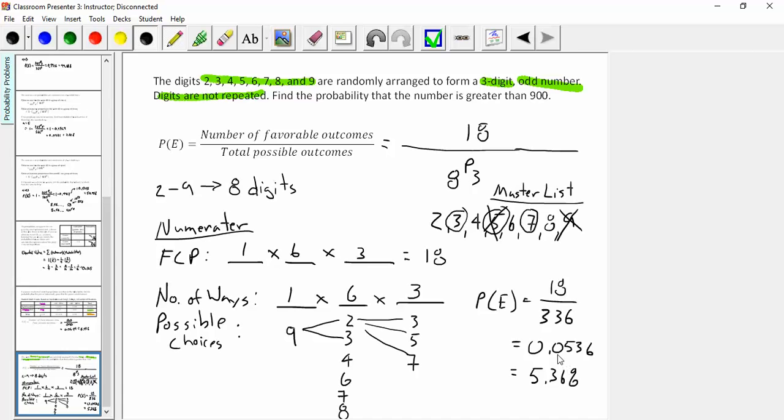So what is the probability if I randomly choose from 8 numbers 2 through 9 to form a 3-digit number? What's the probability that it's odd, that digits aren't repeated, and that it's greater than 900? Well, I got a 5% chance, about 1 in 20. There we go. That's our last problem, folks.